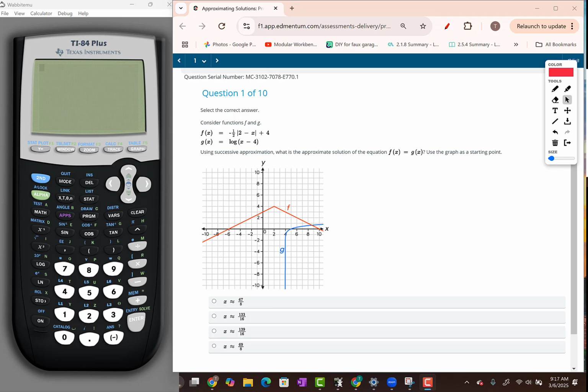Question 1, use successive approximation. What is the approximate solution of the equation f of x equals g of x? Use the graph as a starting point. So for successive approximation, we've got this equation, but we need to set it equal to 0. So we're going to take f of x and subtract g of x and set it equal to 0.